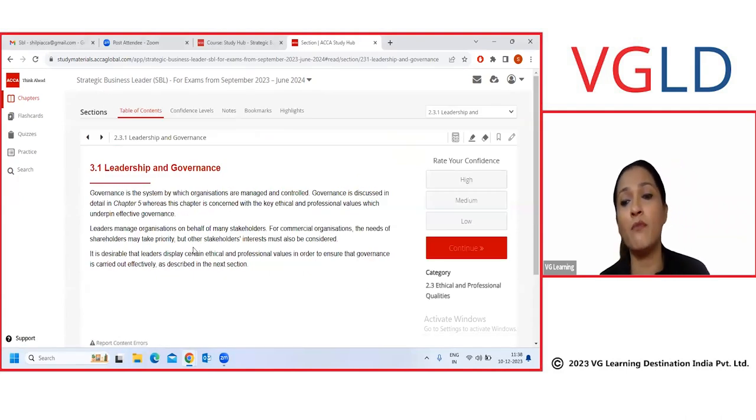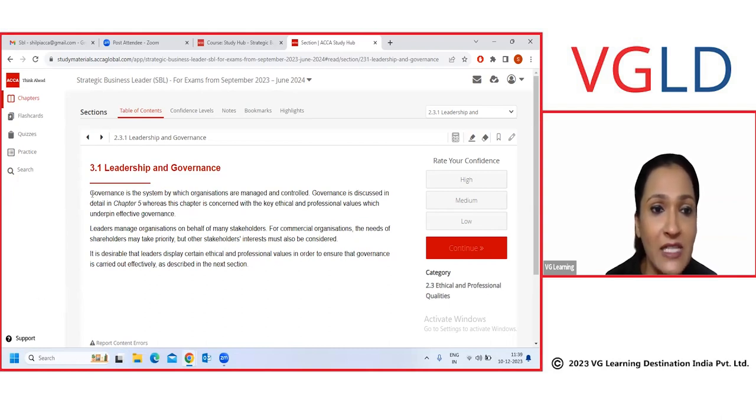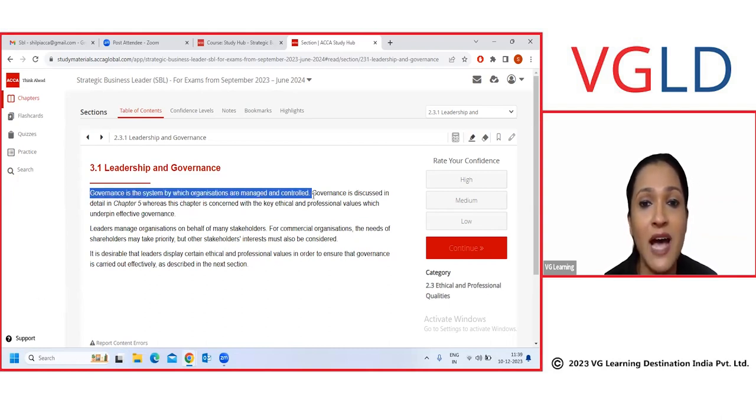Okay, so now let's understand more about ethical and professional qualities which every business leader needs to imbibe. And you cannot move forward without linking the concept of governance with leadership. What is governance basically? Governance is the way in which organizations are managed and controlled. It is the way in which businesses are operating, the way in which they drive their key ethical as well as professional values within the organization. So governance is the system by which organizations are managed and controlled.